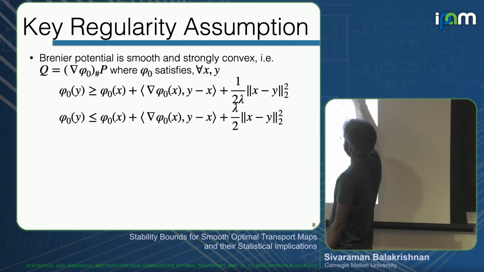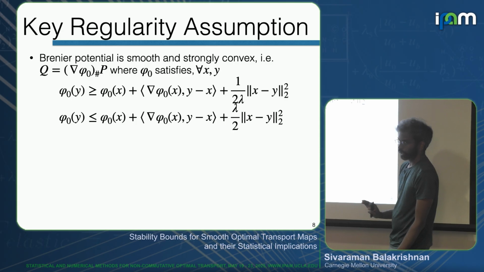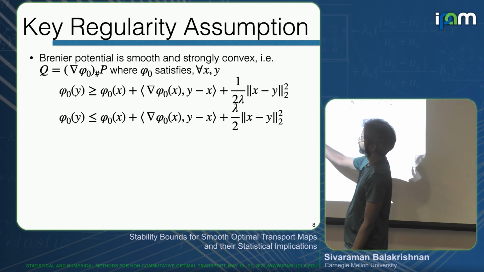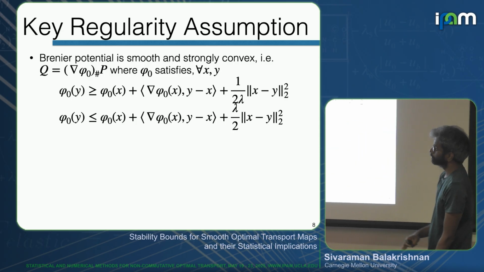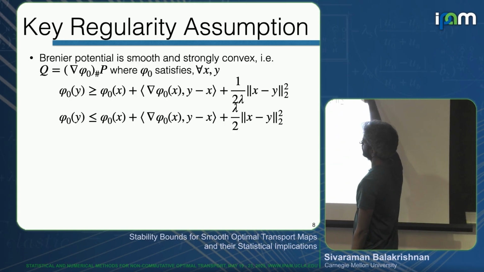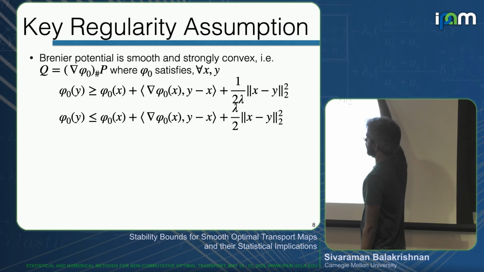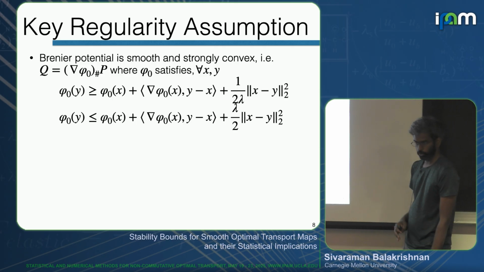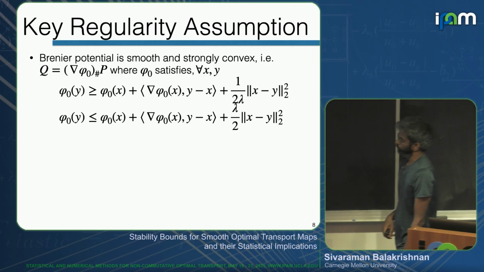So if you haven't seen this before, it's just saying that the Brenier potential, which links these two distributions, we're going to assume satisfies some very strong regularity condition, and in particular, it satisfies a quadratic upper bound and a quadratic lower bound. So this is the assumption that we will make.